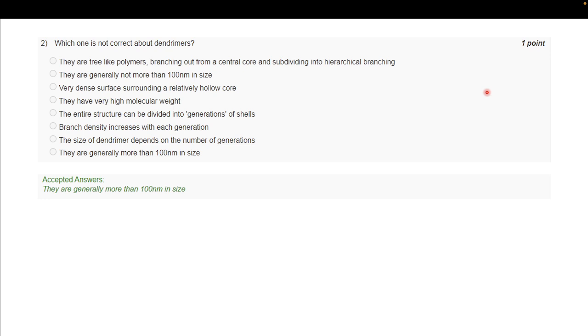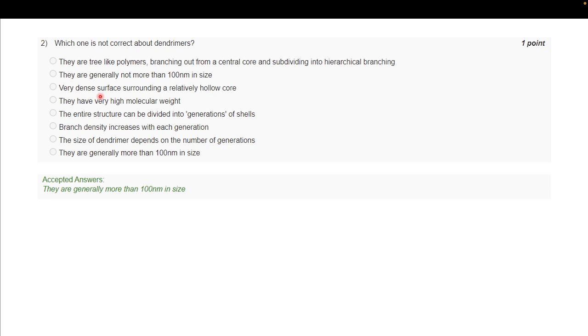And so we'll go through the options one by one. So they are tree-like polymers branching out from a central core and subdividing into hierarchical branching, which is actually correct. That is what dendrimers are. They are generally not more than 100 nanometer in size, which is actually the correct thing. They are usually somewhere around 15 nanometers. So this option is correct. So the question is asking us what is not correct about dendrimers. So it has a very dense surface surrounding a relatively hollow core is also correct.